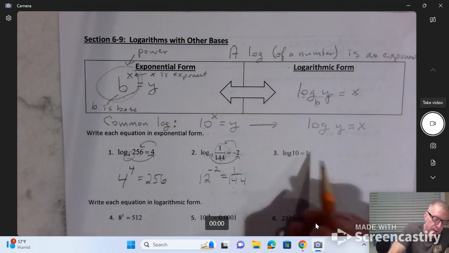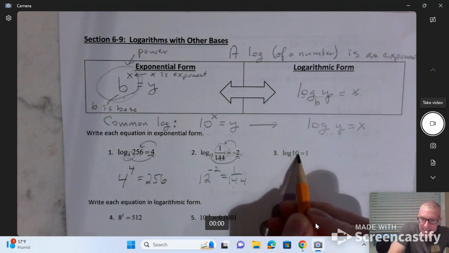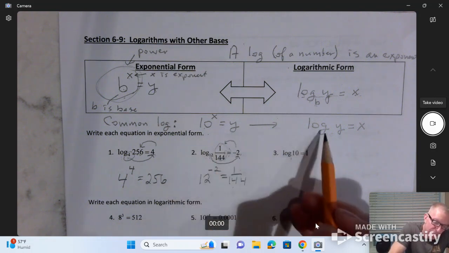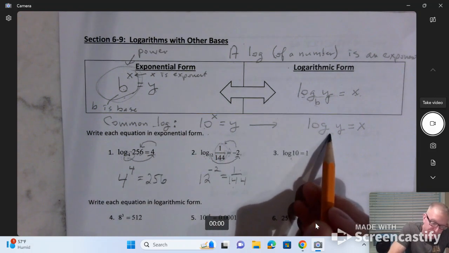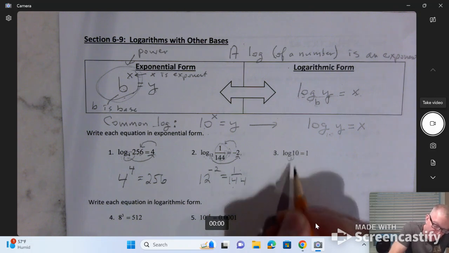Okay, so here, notice there's no base written. This does not mean there is no base. The base has to be written down below. If there were a base, you'd see it down here. And since we don't see a base, it's a common log, and we assume the base is 10. Okay, so my base down here is a 10.